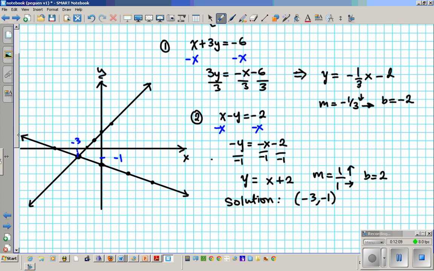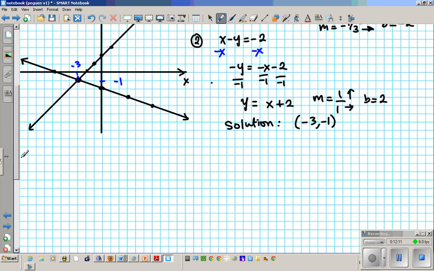Alright, so there you have it. Now let's move on to another example. This one's a little bit shorter. Number 4. What is x to the -3 over 4 in radical form?